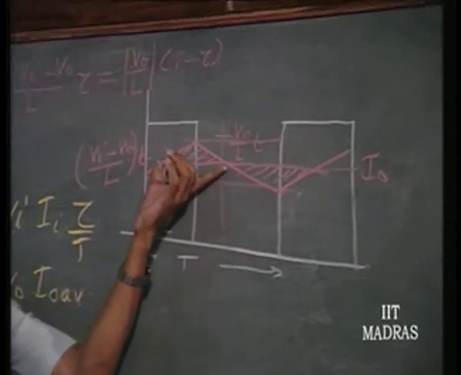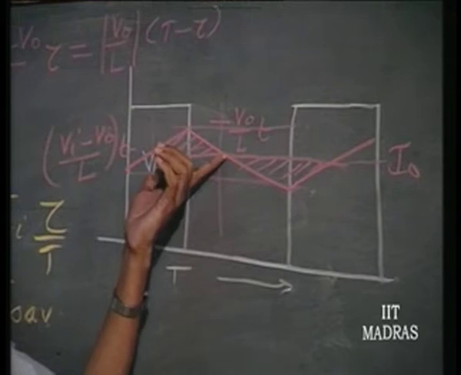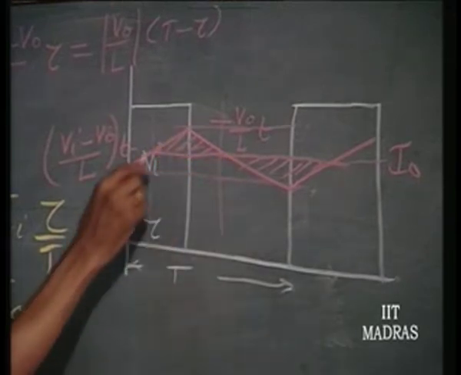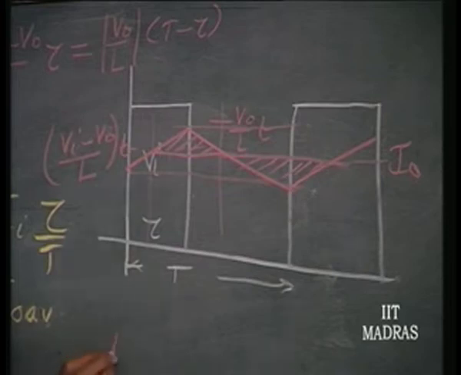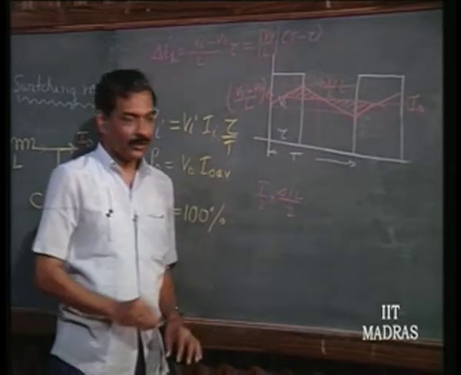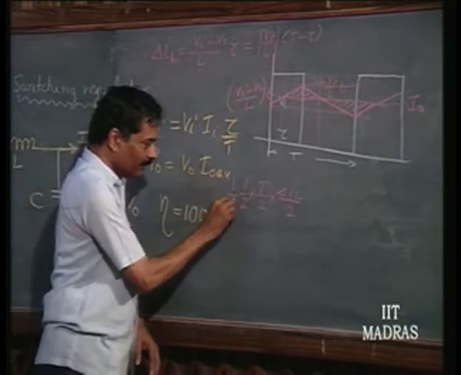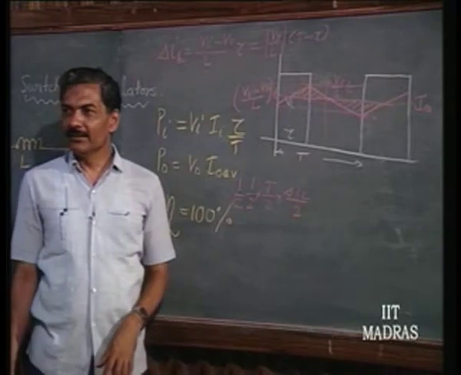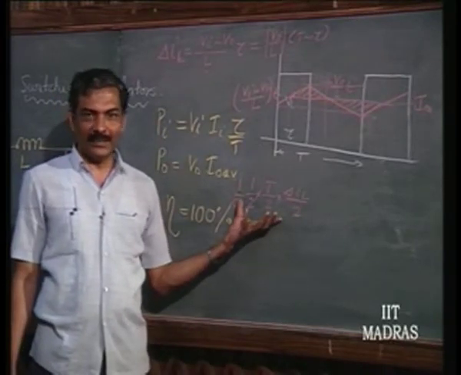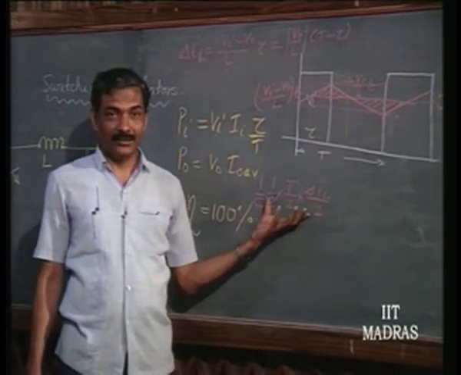What is the width of this triangle? Quickly, it is a periodic waveform, T by 2. So, the width of the waveform is T by 2 into height delta IL by 2, half of it is the area, 1 over C. You understand the mathematics of it is very simple. What is this voltage? This is the voltage.